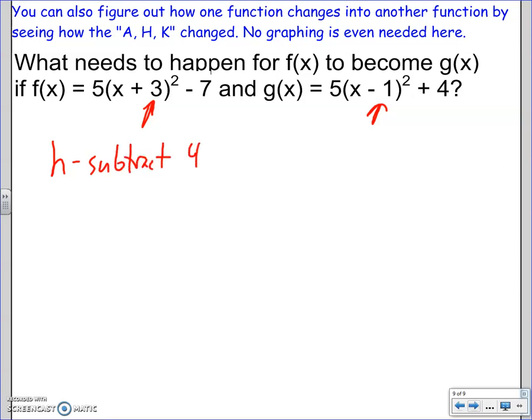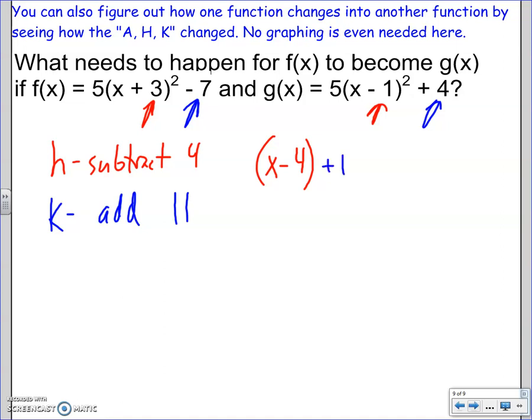Alright, so really it was like this. It would be x minus 4 inside. Then for k, to go from -7 to +4, we had to add, increase. So for k, we had to add 11. So k is just plus 11. Once we explain the two changes, we get the answer. So if you have -4 inside, that means right 4. Shift to the right 4. And then if you have plus 11 outside, that means up 11.